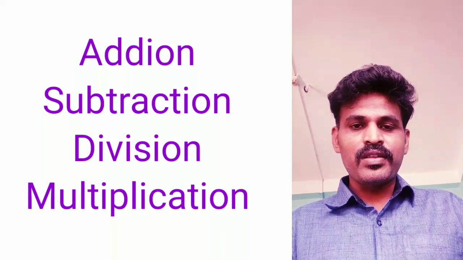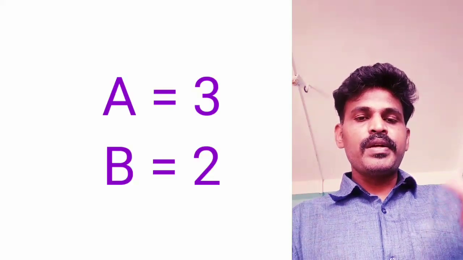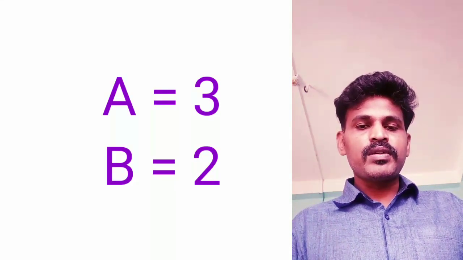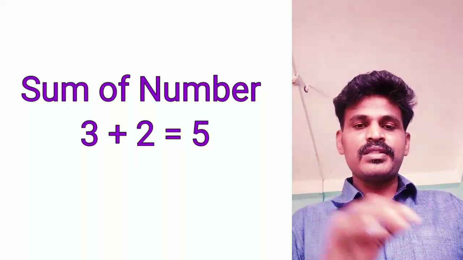The second is mathematical operation. The computer is able to perform any mathematical operation such as addition, subtraction, division and multiplication. Let's take an example. A is one number, B is another number. A is 3, B is 2. What is the sum of the numbers? 3 plus 2 is 5. The 5 is the result.